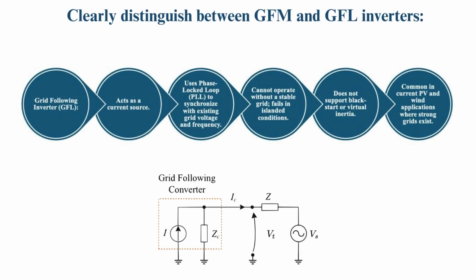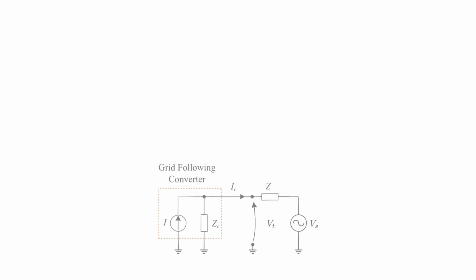Grid-following inverter, GFL, acts as a current source and uses PLL to follow the grid's voltage and frequency. It depends on a stable grid and cannot operate in islanded mode. It's common in solar and wind systems with strong grids. It follows the grid, it doesn't lead it.